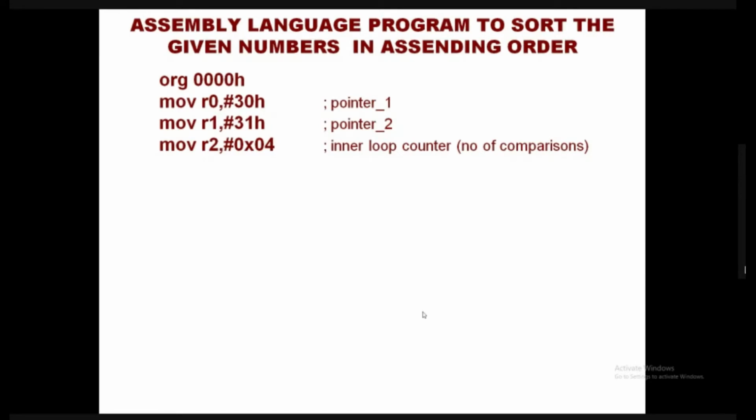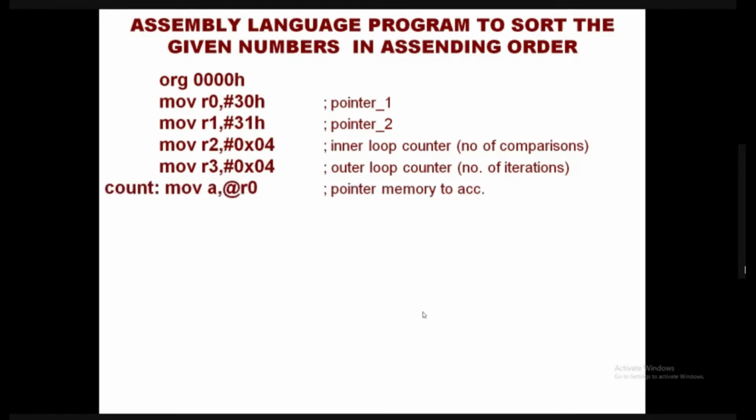To remember the 4 comparisons, register R2 is used. And similarly, register R3 is used for 4 iterations, right? MOV R3, #4. This is the outer loop, so there should be 4 iterations. In each iteration, we have to go for 4 comparisons. To remember the number of iterations, the R3 register is used. To remember the number of comparisons, the R2 register is used. And to compare which 2 data memory locations, R0 and R1 will behave as pointers. So 4 registers are used as pointers as well as counters to meet our application requirement, which is sorting the numbers.